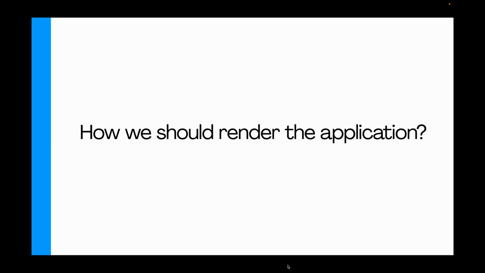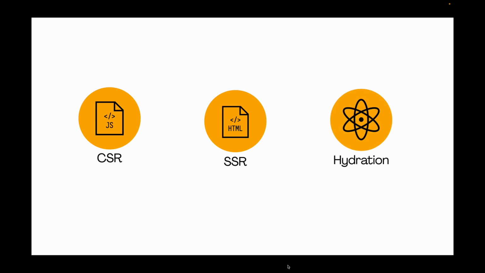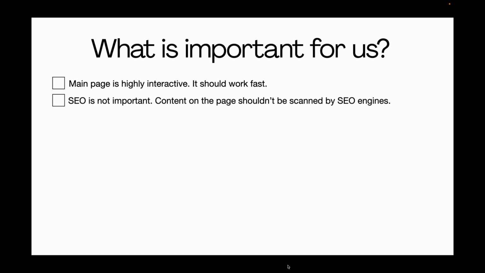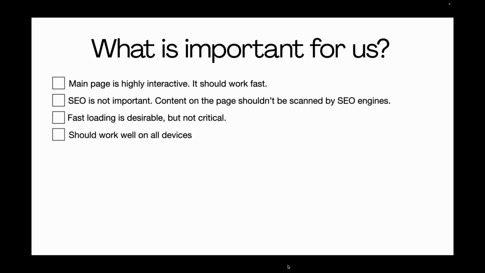The next question is how we should render the application. There are three main options: client-side rendering, server-side rendering, and hydration. Hydration is a combination of both approaches. Before we select some particular approach, we have to decide what is important for us. We expect that main page is highly interactive and it should work fast. SEO is not important. Content on the page shouldn't be scanned by SEO engines. Fast loading is desirable but not crucial. Should work well on all types of devices.